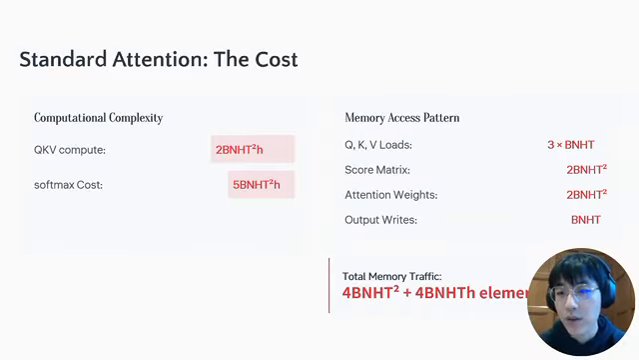We load QKV, we read and write the large t by t score matrix, we read and write the attention weights, and finally we write out the output. So if you sum all of these terms up, the total memory traffic is on the order of t squared, which is extremely large. So standard attention is clearly memory intensive and memory bound.